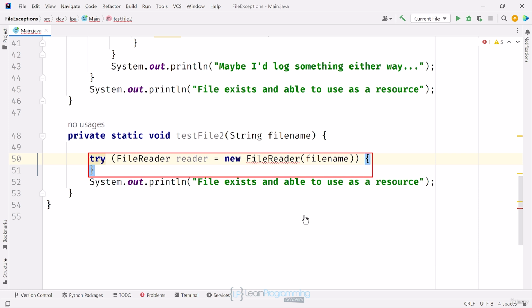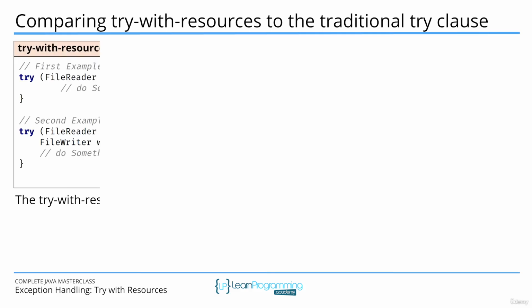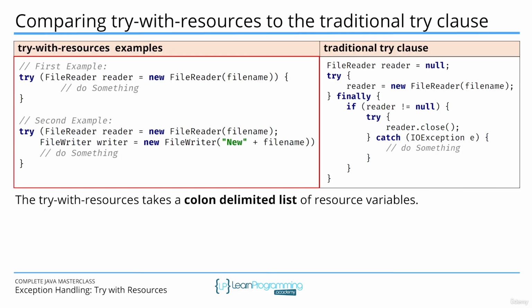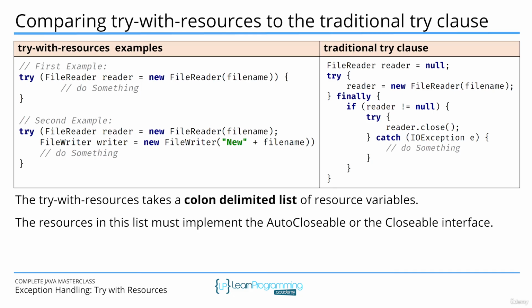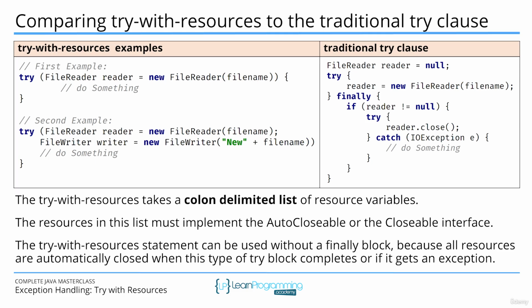IntelliJ has inserted some code surrounding our statement. This try block is different because now it's got a set of parentheses associated with it. In those parentheses, I have my FileReader instantiation statement minus the semicolon. These differences are a little easier to see if we look at them side by side on a slide. The try with resources takes a semicolon-delimited list of resource variables. The resources in this list must implement the AutoCloseable or the Closeable interface. The Closeable interface extends AutoCloseable as of JDK 7. The try with resources statement can be used without a finally block because all resources are automatically closed when this type of try block completes or if it gets an exception.